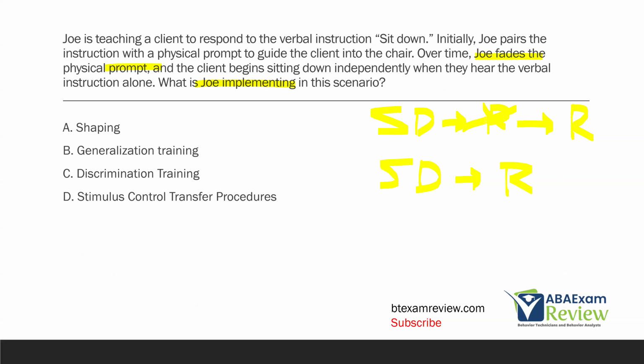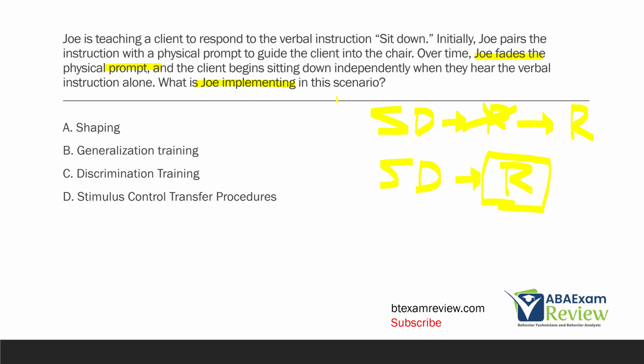So we've gone from needing the prompt and the prompt being that temporary SD to now the instruction evokes the response. What has happened? A, shaping. We're now looking at approximations here, right? Joe says sit down, he prompts. He then fades the prompt and says sit down. Joe is not necessarily shaping.